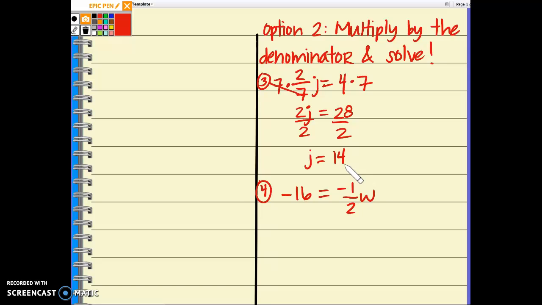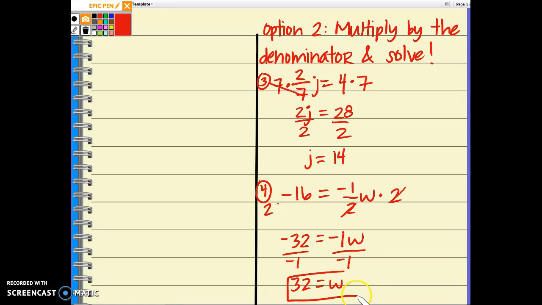So for number 4, we can multiply both sides by 2. This cancels out. So you get negative 32 equals negative 1 times w. Because this is a negative 1, we want to divide both sides by negative 1. We'll get 32 equals w. Or you could use symmetric and write w equals 32.